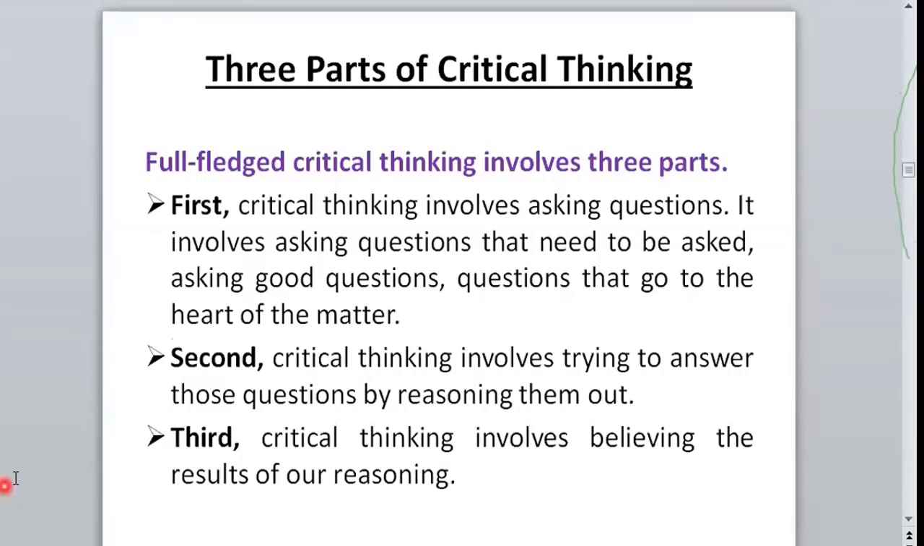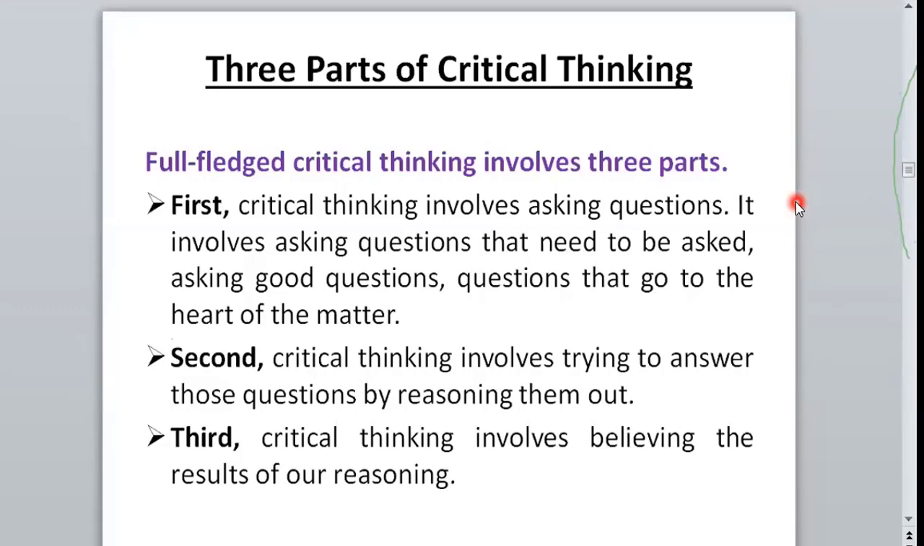The first one is that critical thinking demands asking questions. It's not merely accepting facts. It involves asking questions. Those questions must be relevant to the issue, questions that need to be asked. There must be relevance to the issue we want to make a brief on. The question should not be something that will not give us essential and relevant information. Asking questions that need to be asked.